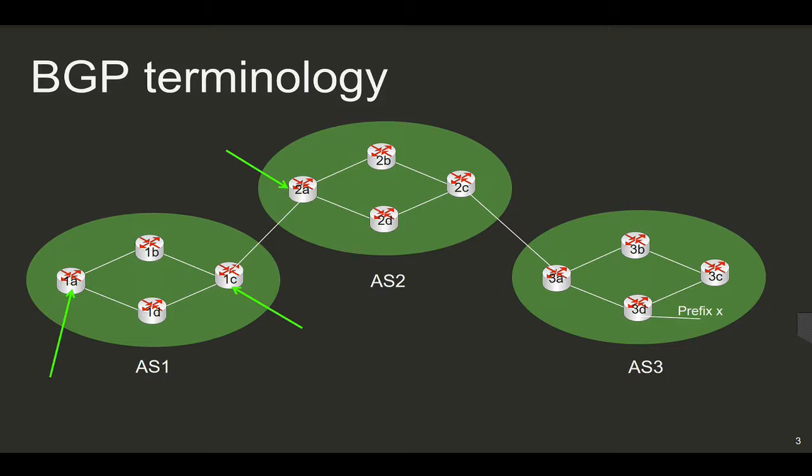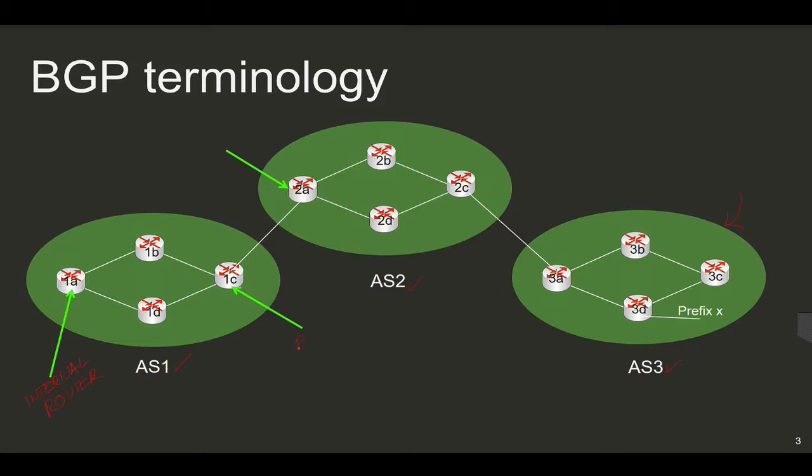Here we have a network with three autonomous systems, autonomous system 1, 2, and 3, represented by the green ellipses. Inside each autonomous system, we have four routers. For instance, autonomous system 1 has routers 1A, B, C, and D. These routers have different functions. For instance, 1A is actually referred to as an internal router, while router 2A and 2C are referred to as external routers.